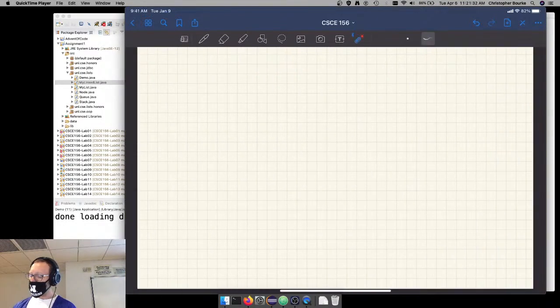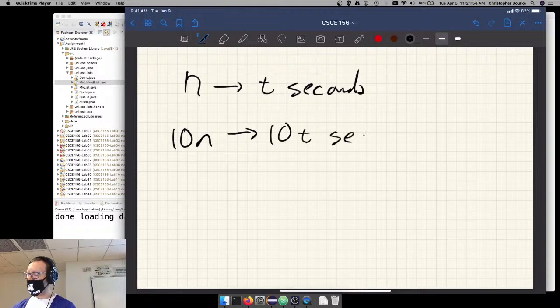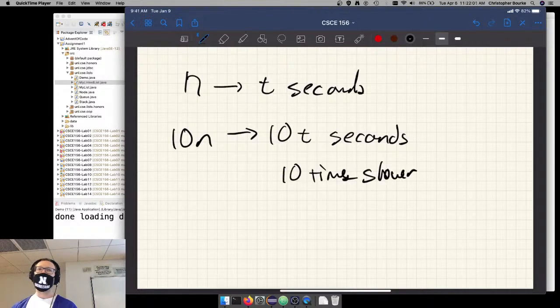So what does that look like with respect to the math now? If we had an input size of n and it took t seconds and we increase it tenfold, 10n, then how many seconds does it now take? Just 10 times t seconds. Right? In other words, it's 10 times slower instead of 100 times slower. Okay? So we've got the difference between a linear algorithm versus a quadratic algorithm.